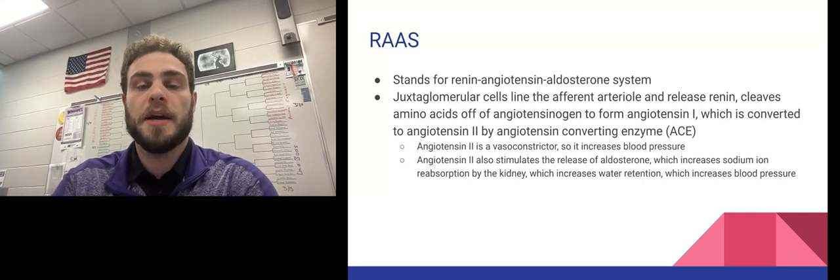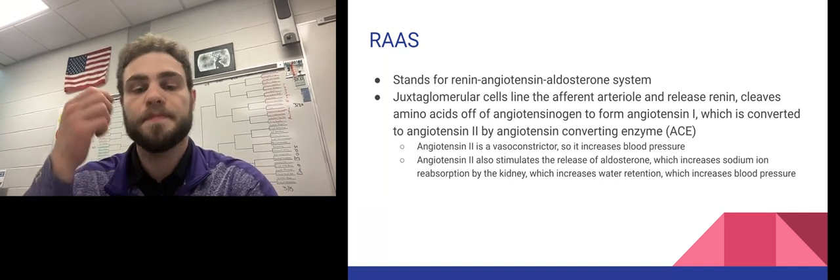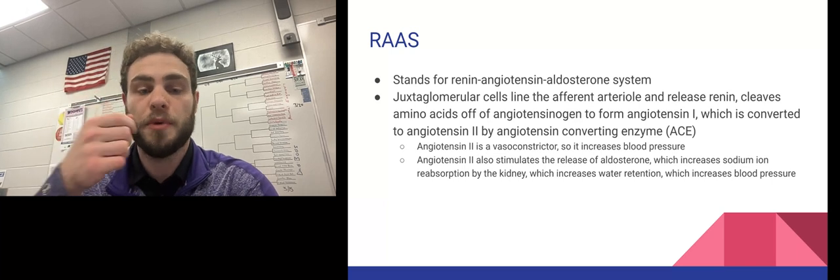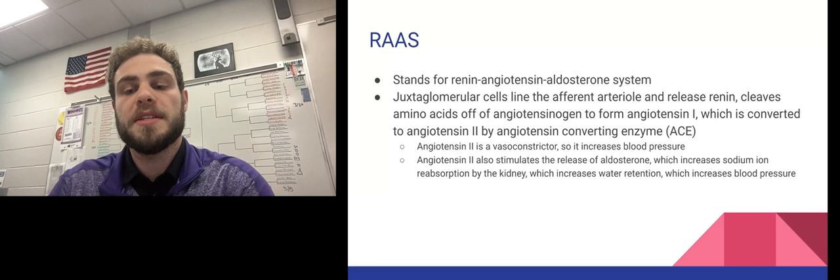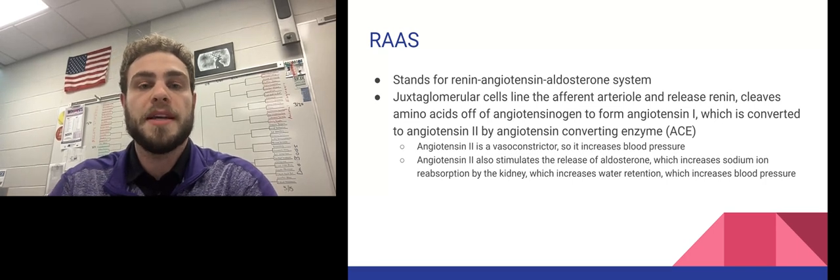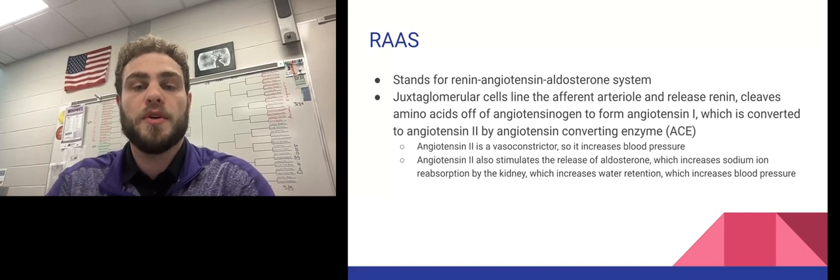Angiotensin 2 is a vasoconstrictor. Basically, what that means is the blood vessels are going to get smaller, they're going to constrict. And so that's going to increase your blood pressure. It's also going to stimulate the release of aldosterone, which increases the amount of sodium ions that your kidney is pulling back into your bloodstream.